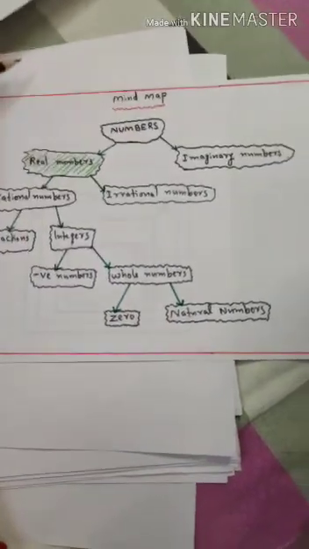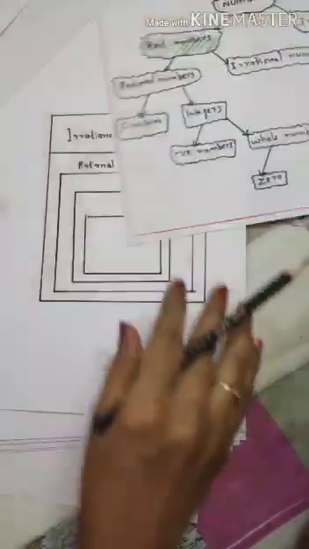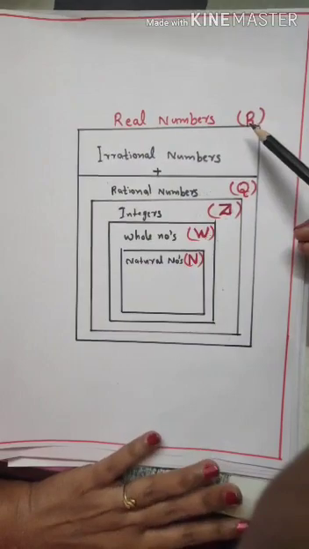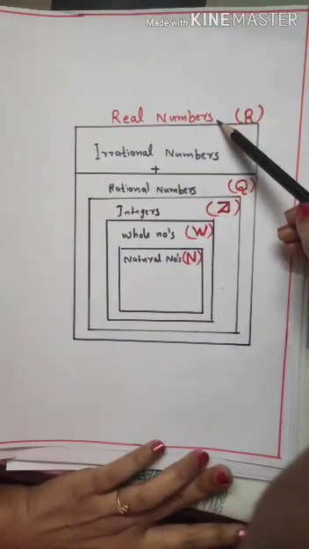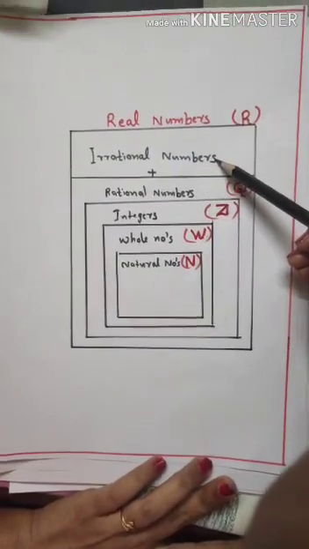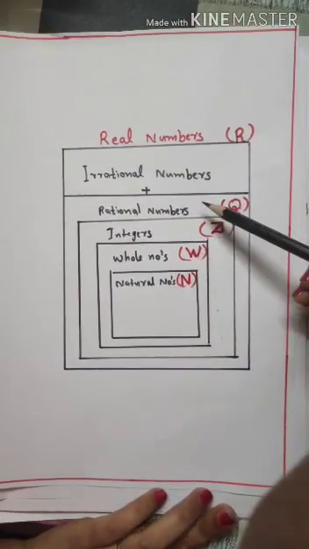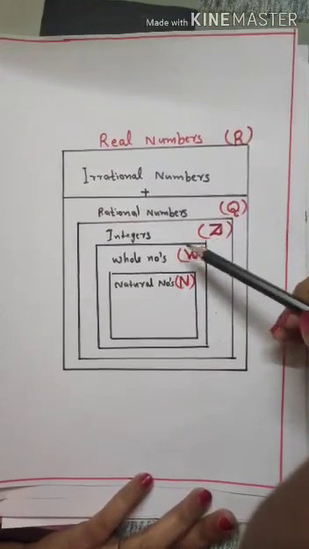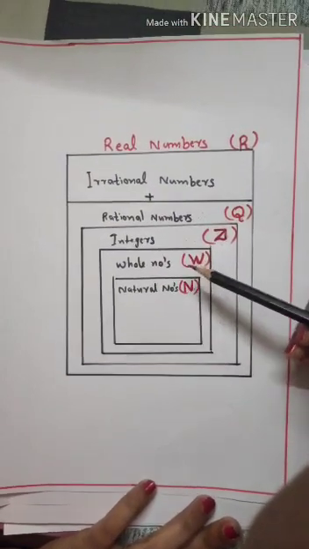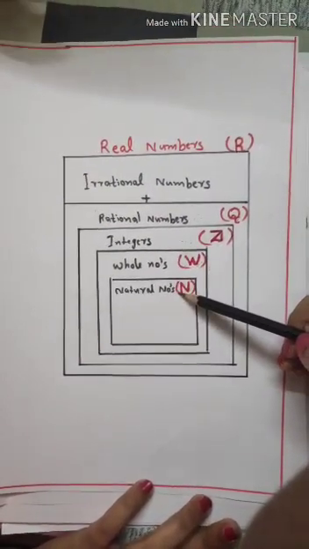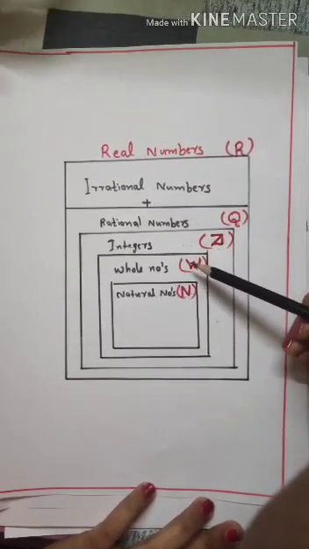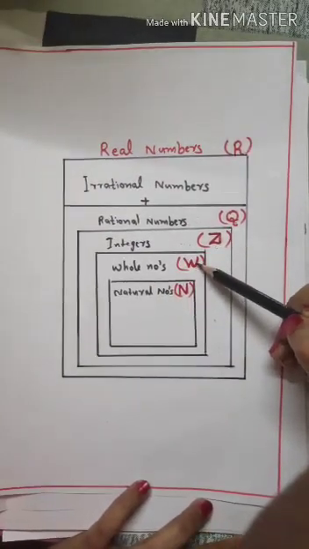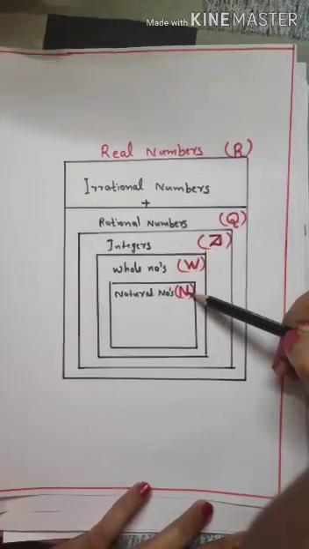So here we have one more picture which shows the position of numbers one by one. By this diagram, you can easily remember real numbers. Real numbers consist of the set of irrational numbers and rational numbers. And as we said earlier, rational numbers consist of integers. Integers consist of the set of whole numbers, and the set of whole numbers contains natural numbers. But the reverse is not possible, because all natural numbers are whole numbers, but all whole numbers are not natural numbers.